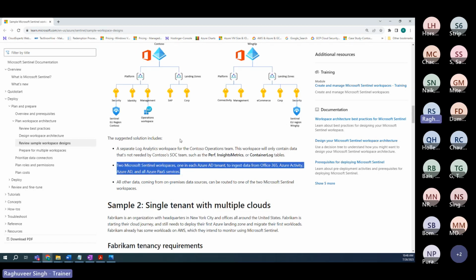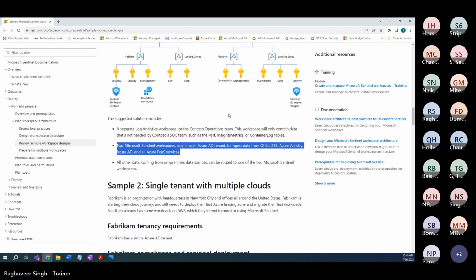Two Microsoft Sentinel workspaces. So in both the tenants, there will be a separate workspace for Microsoft Sentinel, which will collate all the Sentinel related data, which includes M365 logs, Azure AD logs, and the security event logs from various VMs inside these subscriptions, which will go into this workspace here. Something which is not shown in this image.